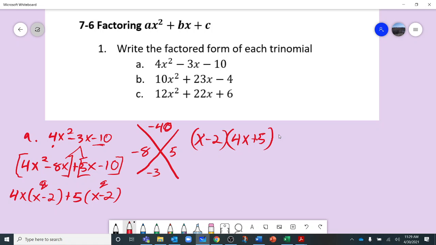And then again, we can multiply these out and make sure we get what we started with. X times 4x, that's our 4x squared. X times 5, that's 5x. Negative 2 times 4x, that's negative 8x. So 5x minus 8x gives us the negative 3x. And negative 2 times 5 is negative 10.